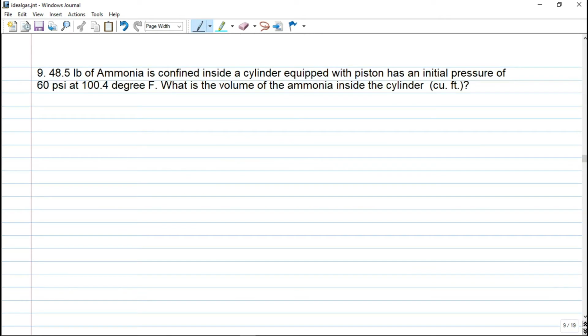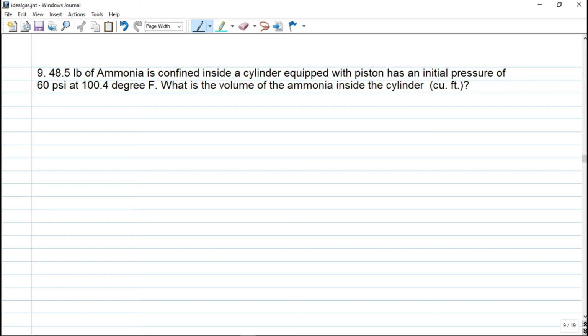So this is problem number 9 guys. 48.5 pounds of ammonia is confined inside a cylinder equipped with piston, has an initial pressure of 60 psi at 100.4 degrees Fahrenheit. What is the volume of the ammonia inside the cylinder in cubic feet?